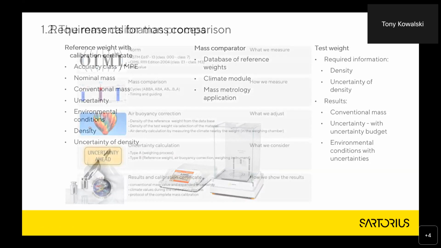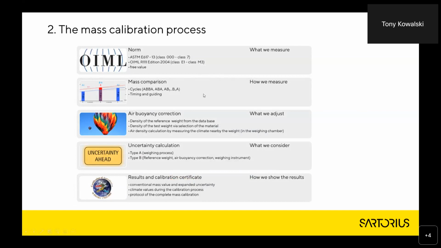So I'm going into the last part of the presentation now. In the process, the norm that we're working to is what we're measuring against. In most cases, it's OIML, the Americans ASTM. We need to determine how we're measuring. Is it ABBA on an automated machine? Is it ABA on our manual comparator? What class are we calibrating to and how many cycles do we need?